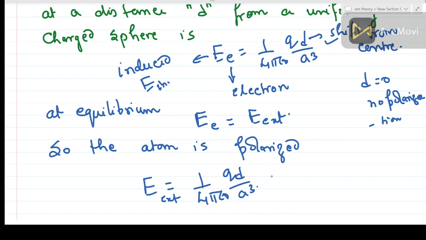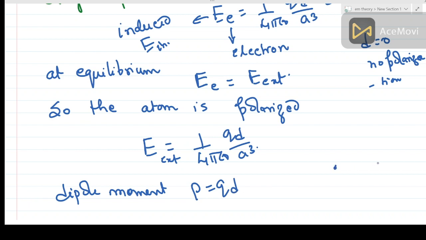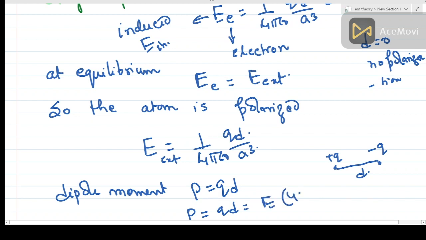Now you do not require a complete knowledge of the Laplace equation and all those things. If you simply know the concept of electric dipole moment, p is equal to Q times d. A dipole is a system of two charges, equal in magnitude, opposite in sign, separated by a distance d. This is the dipole moment. So p is equal to Qd is equal to E into 4 pi epsilon naught a cube.